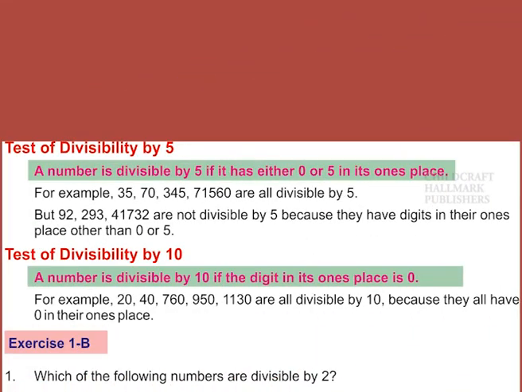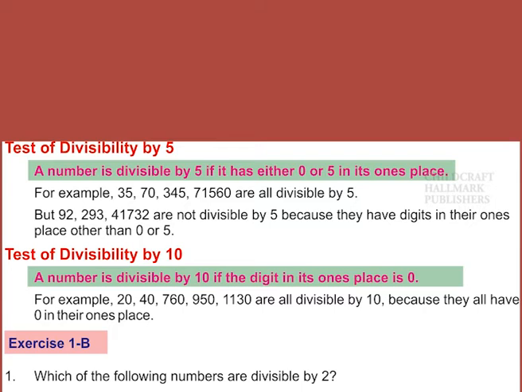Test of divisibility by 5. A number is divisible by 5 if it has either 0 or 5 in its ones place. For example, 35, 70, 345, 71,560 are all divisible by 5. But 92, 293, 41,732 are not divisible by 5 because they have digits in their ones place other than 0 or 5.